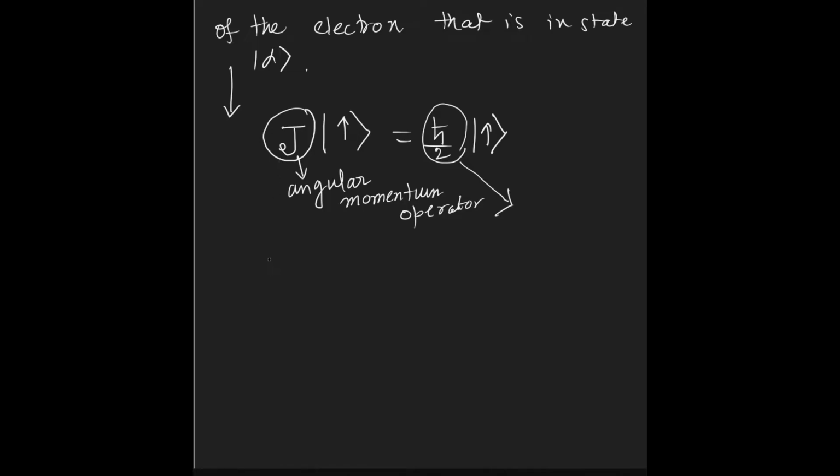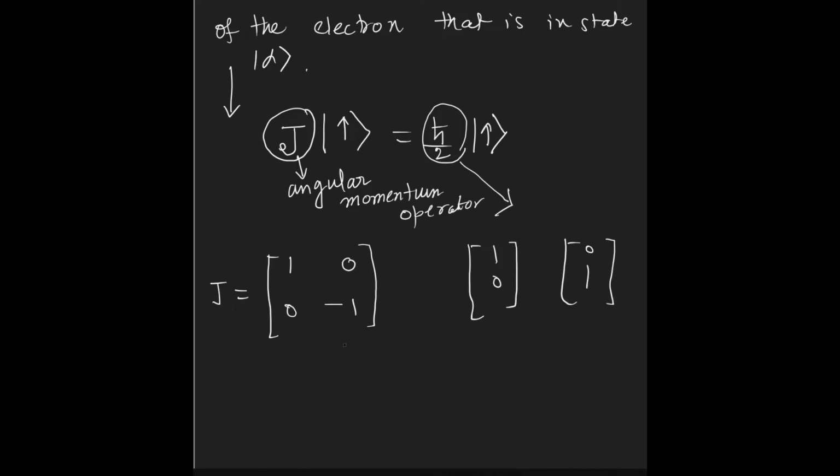Now we can give an example of how this happens. Suppose that our angular momentum operator is 1 0 0 minus 1. This is our angular momentum operator. Our states are 1 0 and 0 1. So if we operate J, this is the upspin state, this is the downspin state.